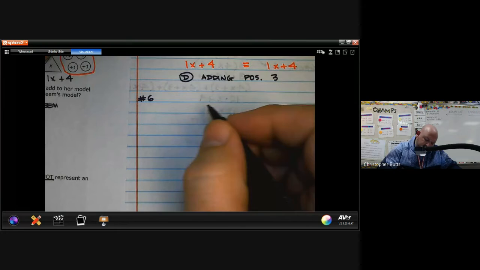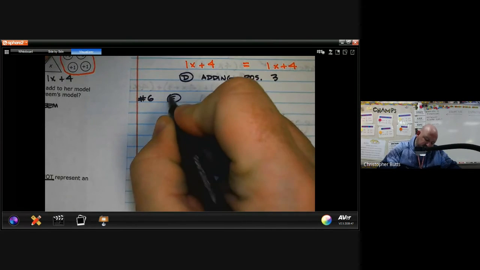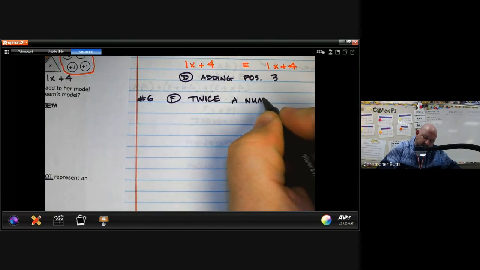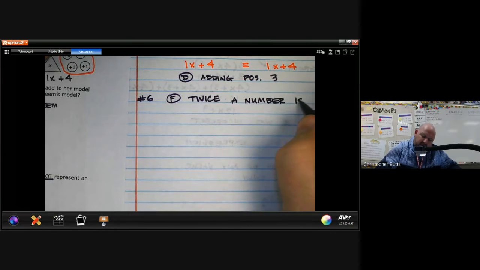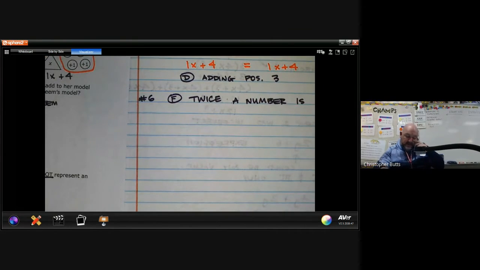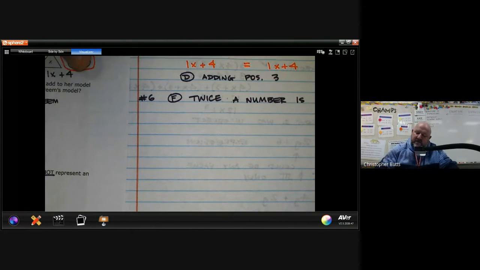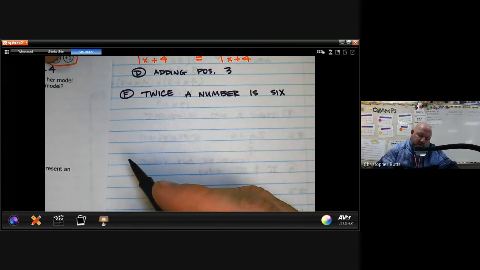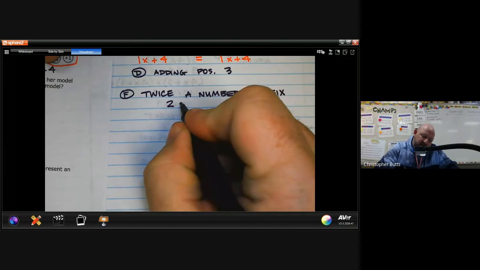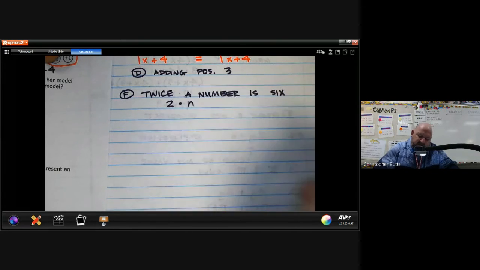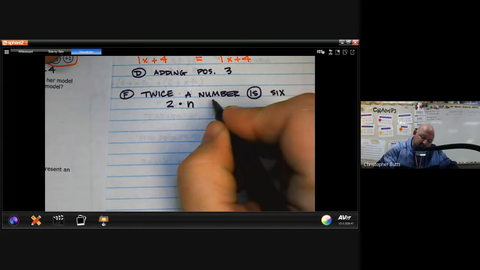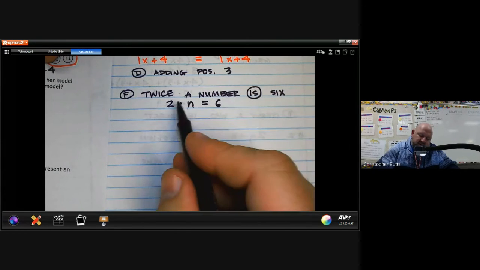The first one is answer choice F. The first one says, twice a number is 6. You have to think about what twice means. Twice means 2 times. Okay? So 2 times a number, let's just say n for some random number that we don't know. 2 times a number is, we learned this, is means equals 6. 2 times n equals 6. Twice a number is 6.